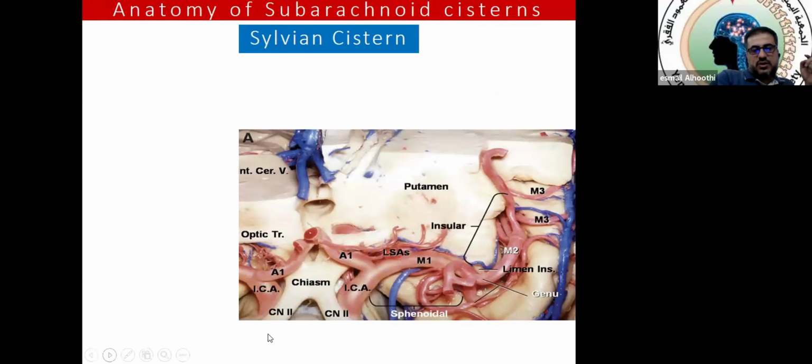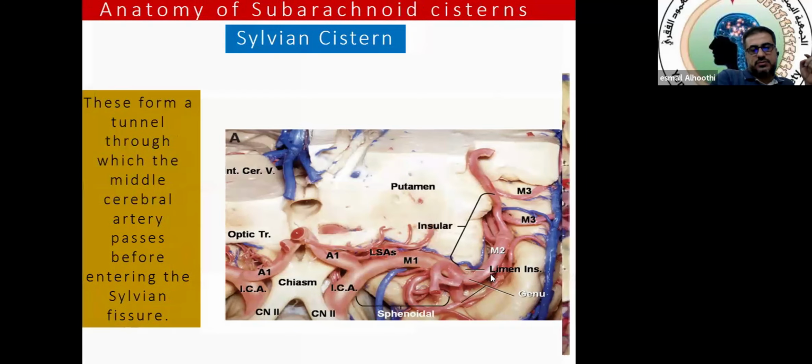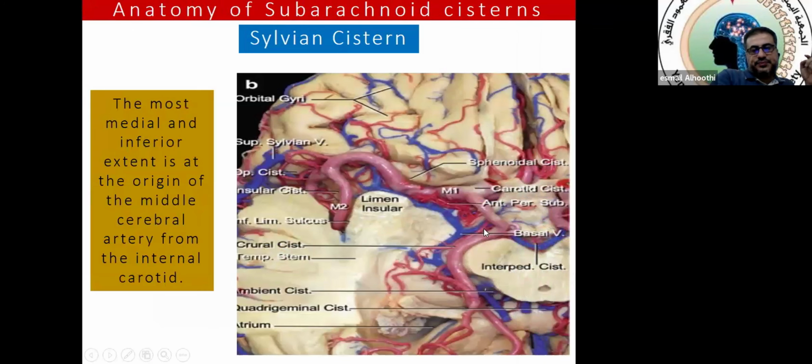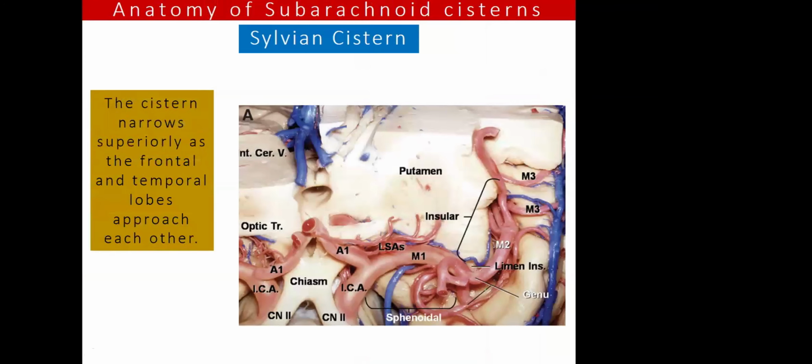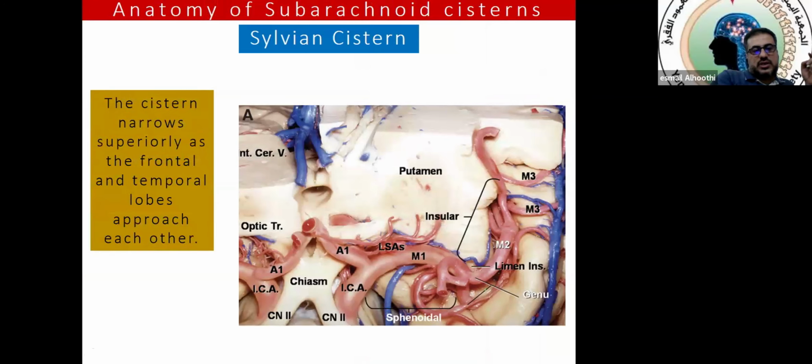The cistern extends from the origin of the middle cerebral artery as it reaches to open to the Sylvian fissure. As you see here, after bifurcation of the carotid artery, it goes laterally through M1 through the Sylvian cistern and it opens laterally to the Sylvian fissure. The cistern narrows superiorly as the frontal and temporal lobes approach, as you see here. This is the cistern. Then it narrows as it goes laterally.